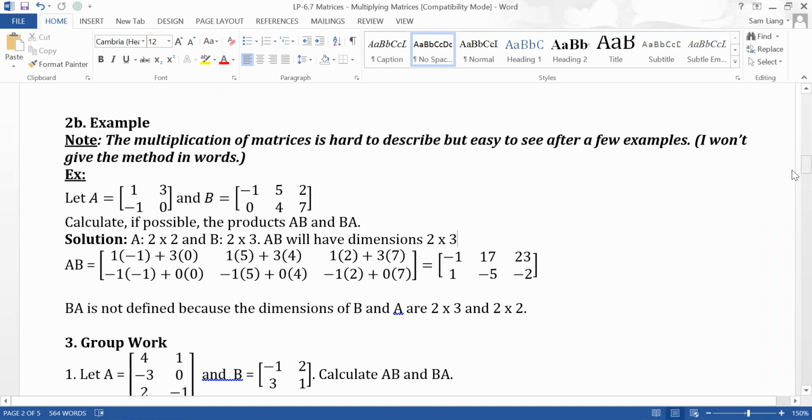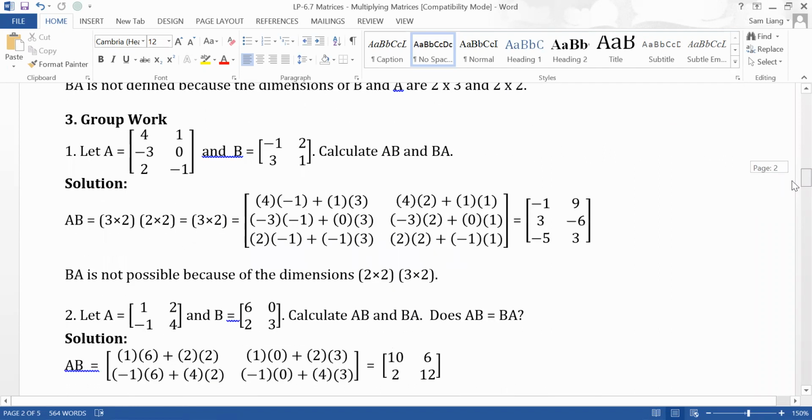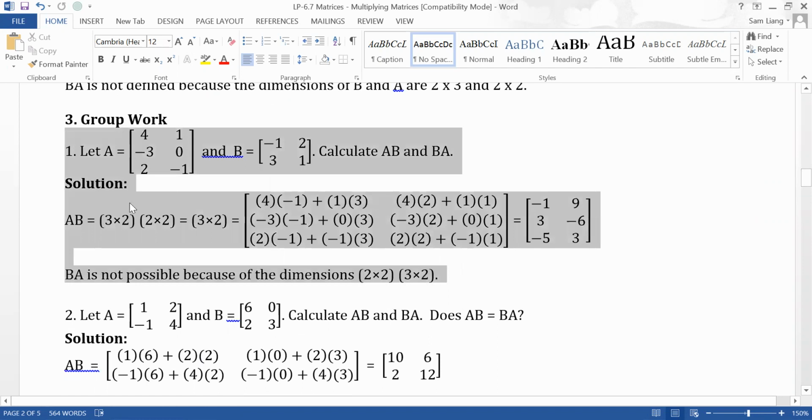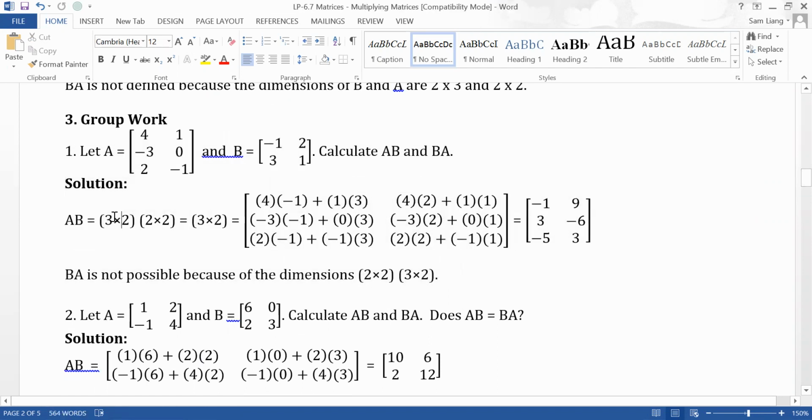Okay, all right. So let me scroll down for this example, and let's aim to just solve question 1. So A is a 3 by 2 matrix.